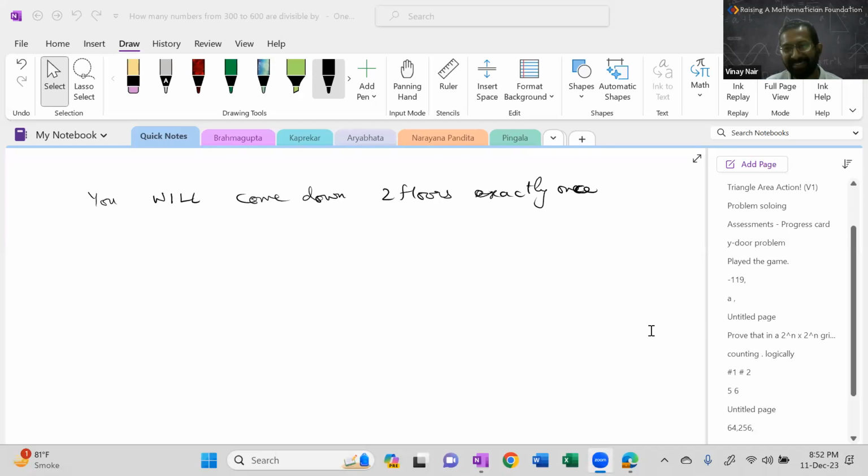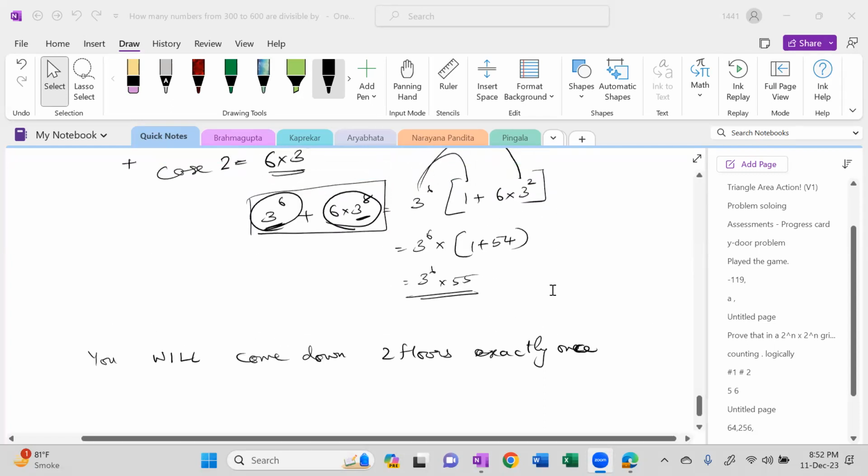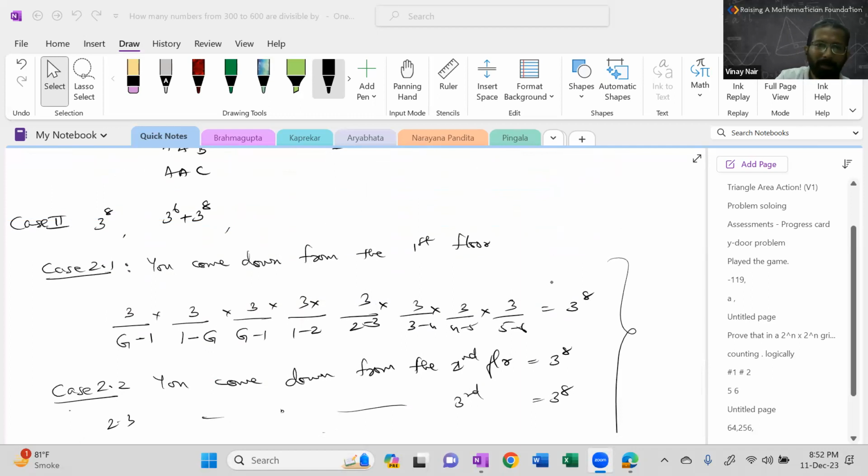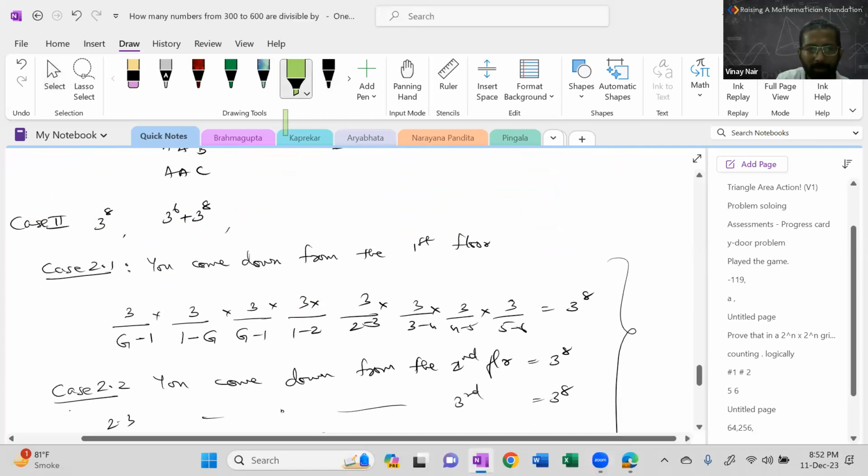Sir, can you again explain how did we get 3^8 in the last question? I can. Okay, so let me take this example. From ground floor to the first floor, there are 3 ways. Now this is case 2.1, where you have decided to come down from the first floor, which means once you reach the first floor, you come down.